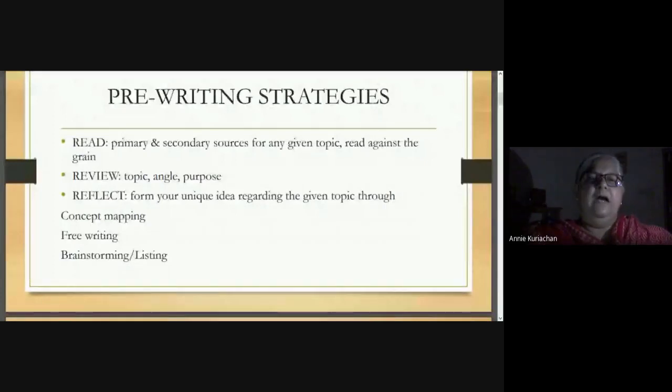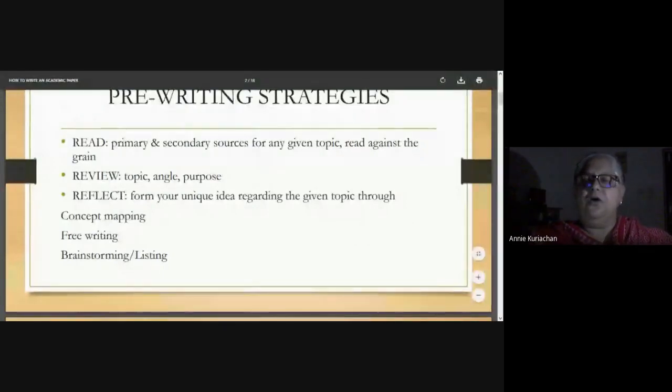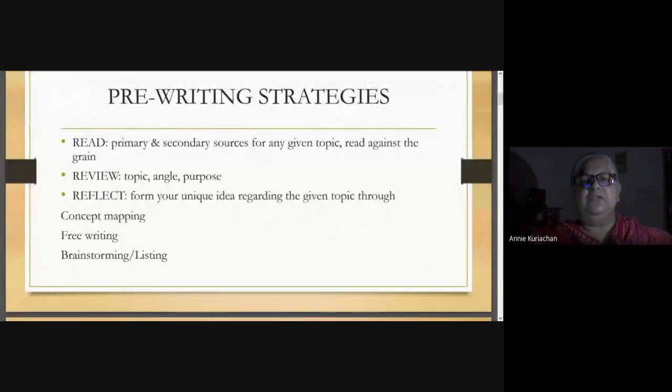And then you identify the purpose. Do you want to argue that particular point? Do you want to analyze? Do you want to study, elaborate, explore? These are the various ways in which one understands the purpose of one's writing. Now we need to reflect on our reading in order to form that unique idea with regard to the given topic.